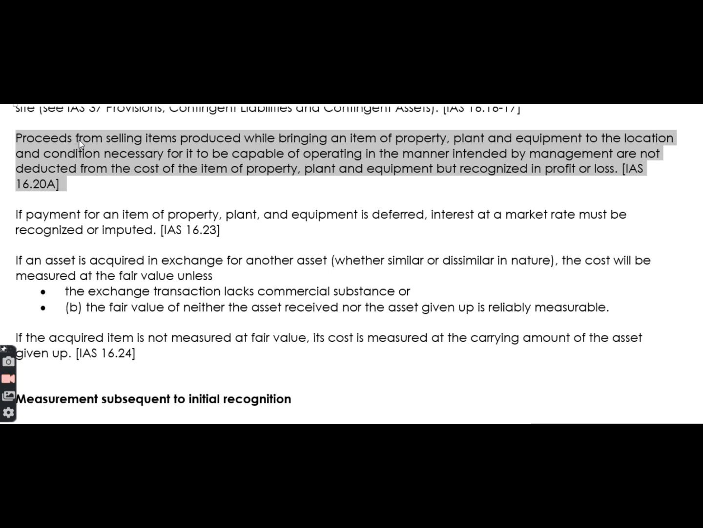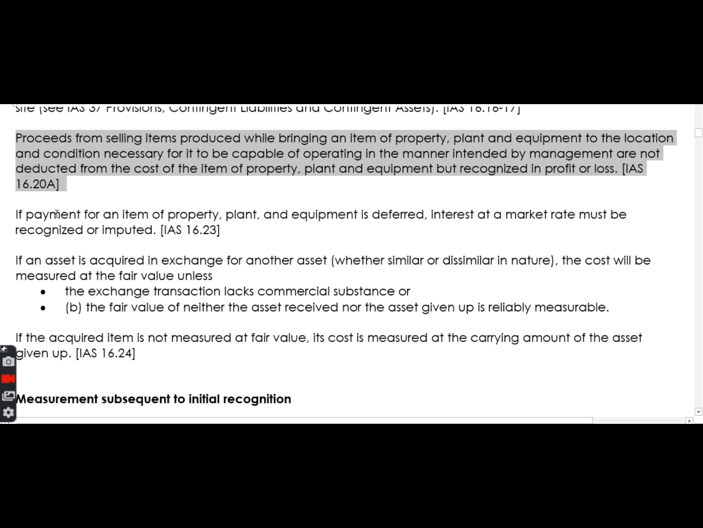Yung nag-demolish ka, tapos may scrap, okay? Yung scrap, pwede mo siyang i-deduct doon sa demolition, okay? Later on. Kasi related nga siya doon sa cost na nagastos mo. Okay? Parang ganoon siya. Okay?